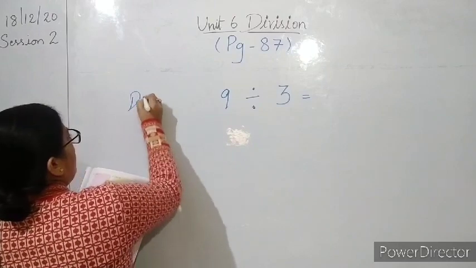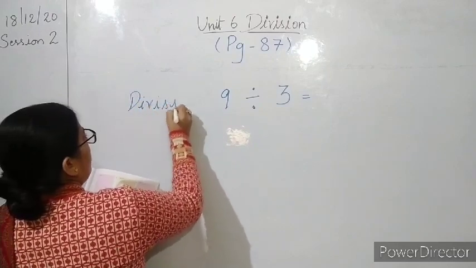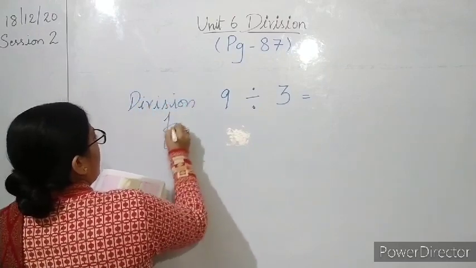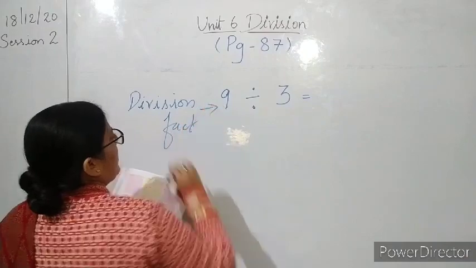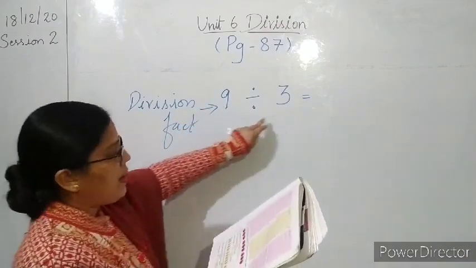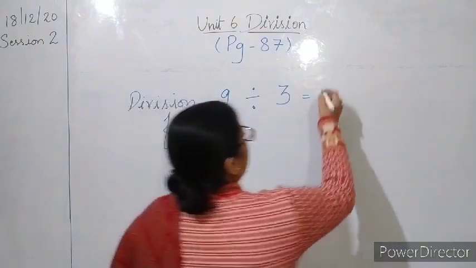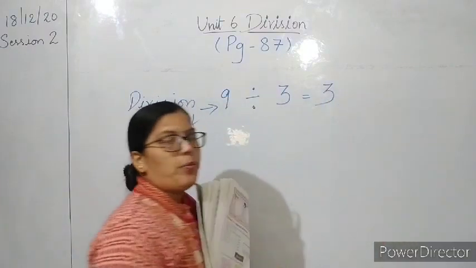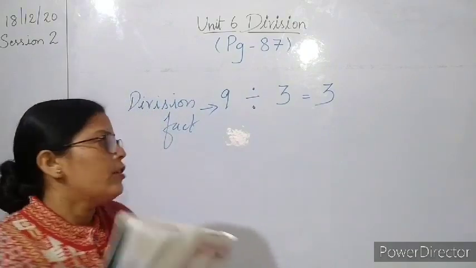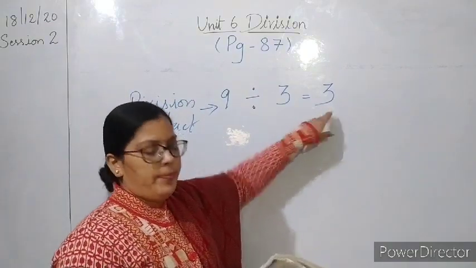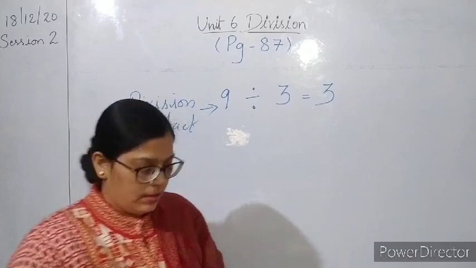You can see in your book, in the third line, what is written? Division fact. Okay. And what is the division fact? 9 divided by 3. 9 divided by 3 is equal to 3 apples. How many apples are there in each group? 3. So the answer is 3. Okay. Now the first question is done.